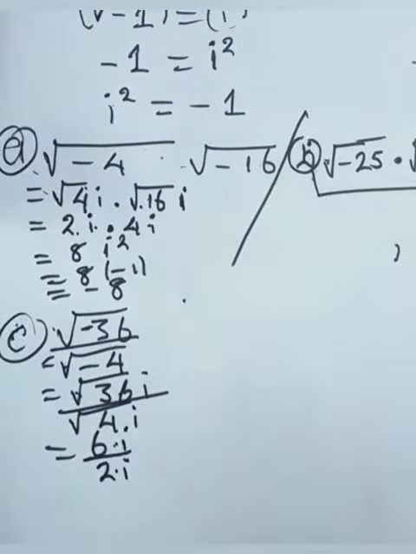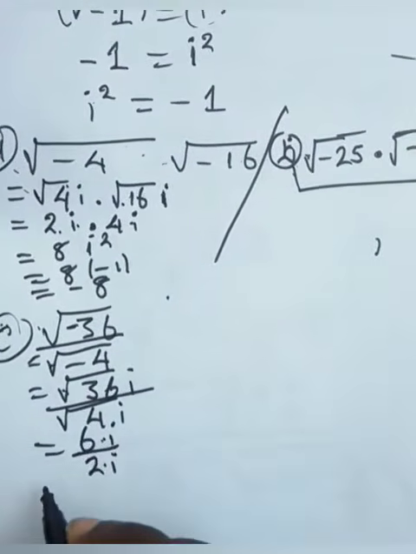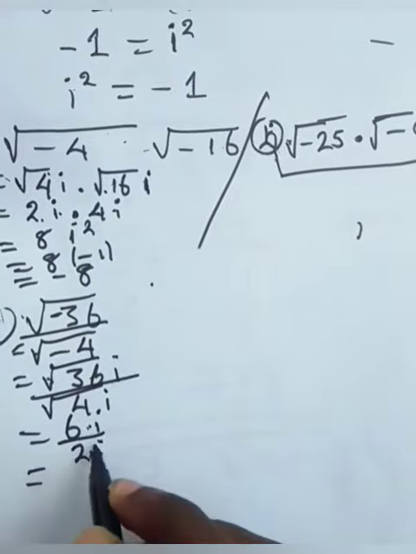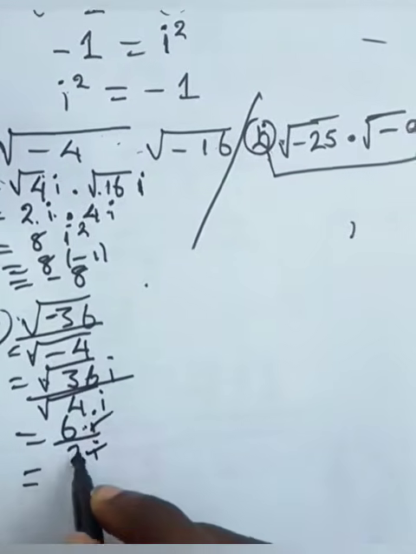If you want, you can rationalize this, but it's a waste of time. You still end up with the same answer. So this i will be cancelled, right? Then 6 divided by 2 is 3.